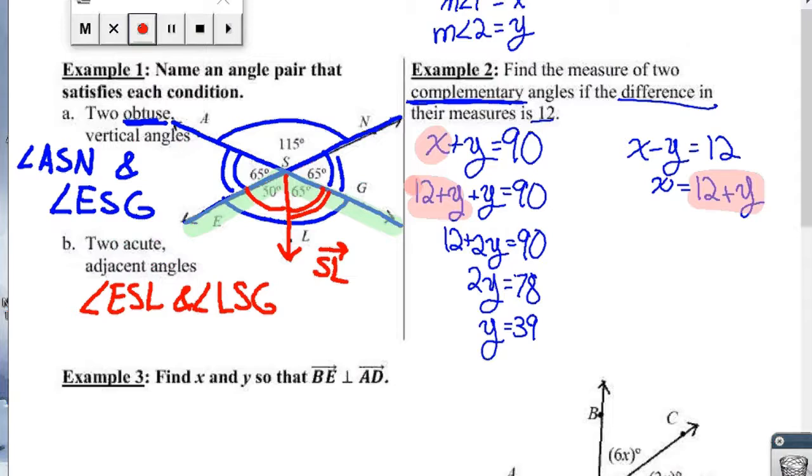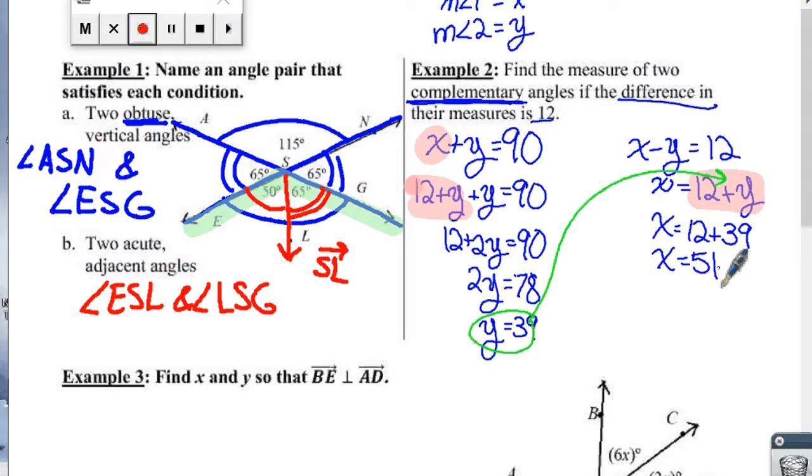I can now use this to find the value of x by subbing that into the other equation. So x equals 12 plus 39, and I get that x equals 51. So, find the measures of two complementary angles if the difference in their measures is 12. Those measures are 51 degrees and 39 degrees. And there we go.